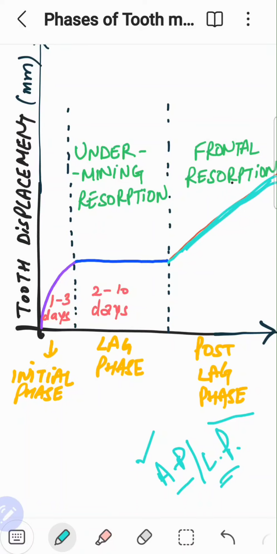As we know, the duration is different for the post-lag phase, but it is usually said that it can extend from 2 to 3 weeks, but it may be as long as 10 weeks. So depending upon the amount of force which has been applied to move the tooth, there are three different but overlapping stages of tooth movement which have been described by Burstone. So this was all about the stages and phases of tooth movement.